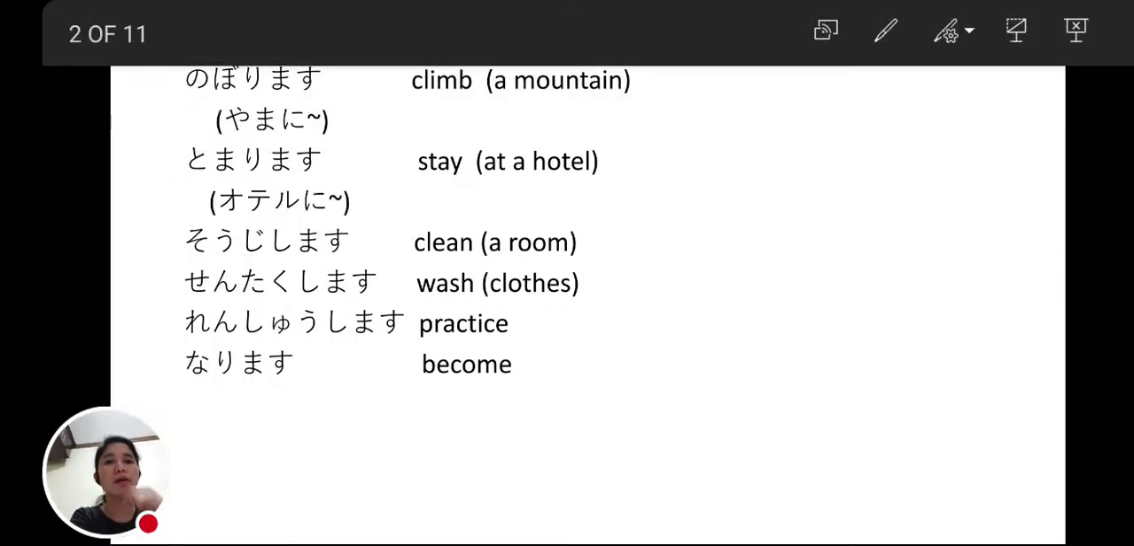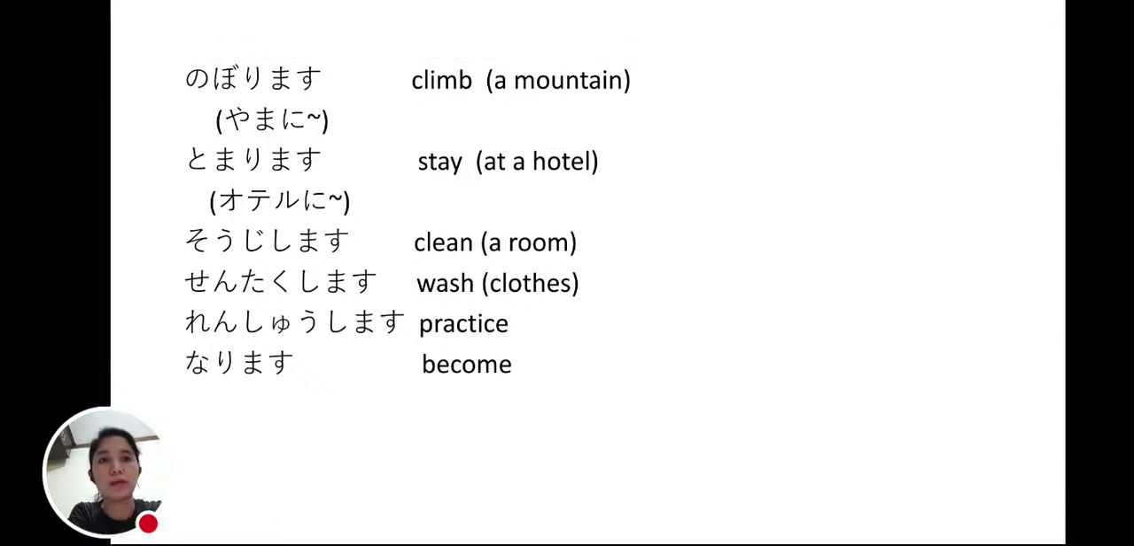Okay, our first vocab is noborimasu. That's climb. For example, you climb a mountain. A mountain is yama. Below noborimasu, you will see yama ni noborimasu. So please remember that the particle you need to use is ni. Yama ni noborimasu.